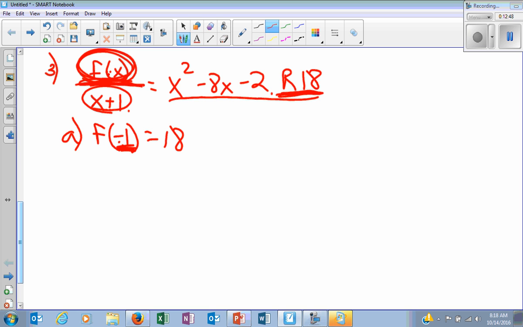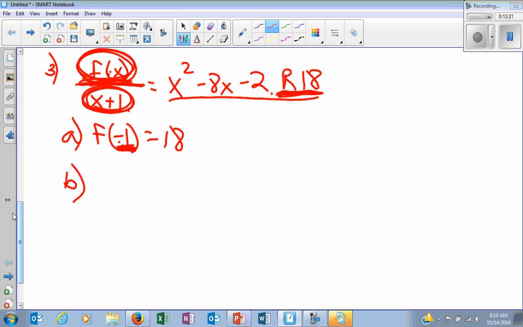This is the factor. This is the root. Whatever the factor, when you divide it, whatever the remainder is will be the answer if you plugged in the root of that factor. That's the whole theorem. There is no math for part A in that number 3. It's already done for you. Does that make sense? Now B, it says determine f of x.